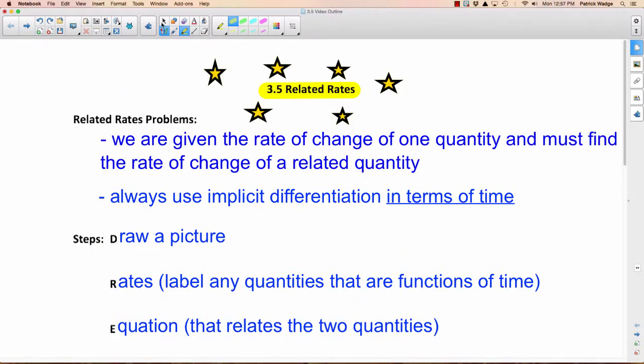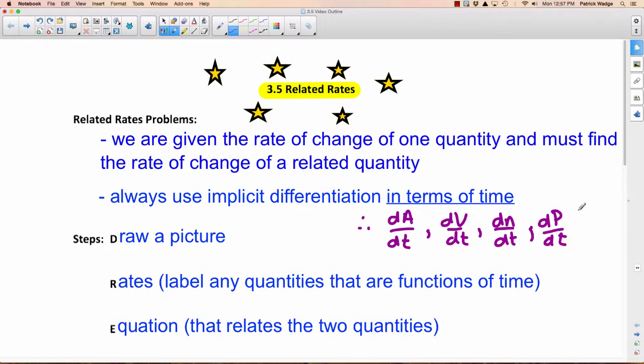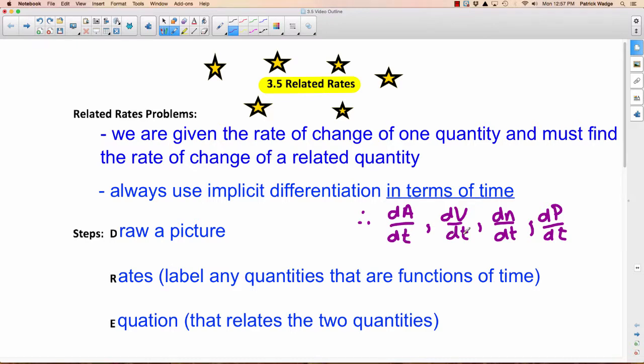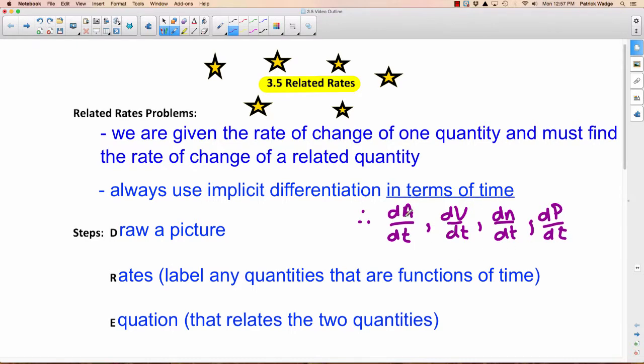I'm just going to go back up here for a second. I think I forgot to write something. When I say you're always going to use implicit differentiation in terms of time, what that means is it's going to look like dA/dt, right? This could be the change in area compared to the change in time, or maybe it's going to be dV/dt. Maybe that's change in volume. That sounds like one we're going to use in the question down below. Maybe it's dN/dt, maybe it's the number of individuals over time, or maybe it's dP/dt, whether that's pressure or, I don't know what else P could stand for, but it's going to be something like this. You're always going to have this dt on the bottom because it's always going to be in terms of time. Okay, sorry for missing that.